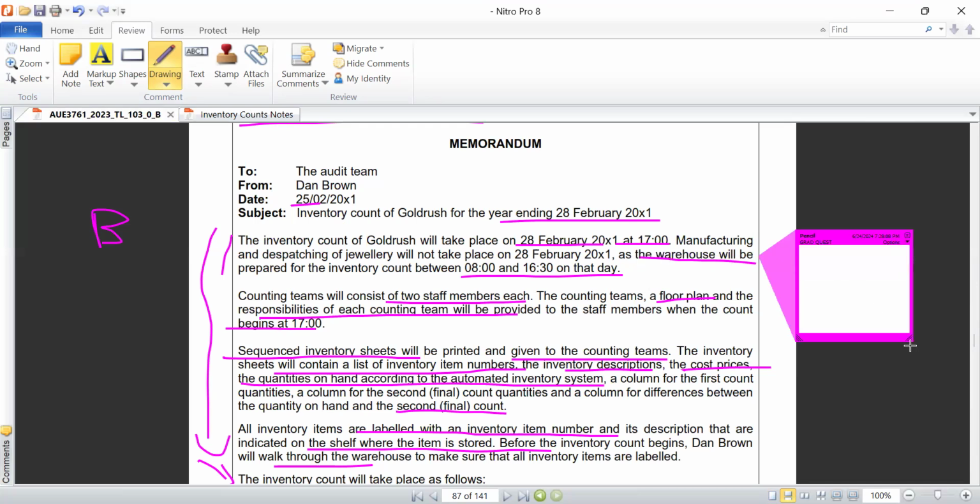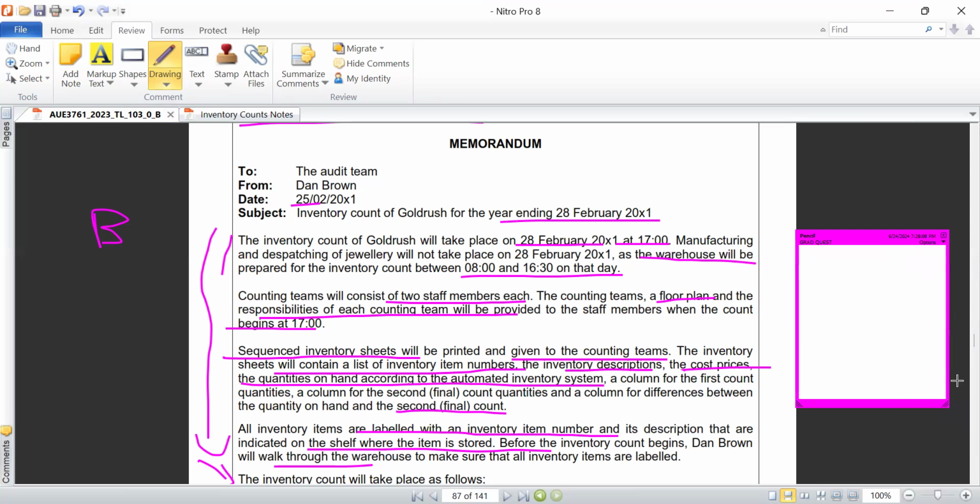So what I'm going to do here is point out some tests of controls for you. Starting with the first one, from this paragraph where they are talking about the inventory count. How are we going to ascertain whether there is preparation of the warehouse taking place? What can we possibly do? So obviously we can perform a walkthrough test on the day of the count, right?